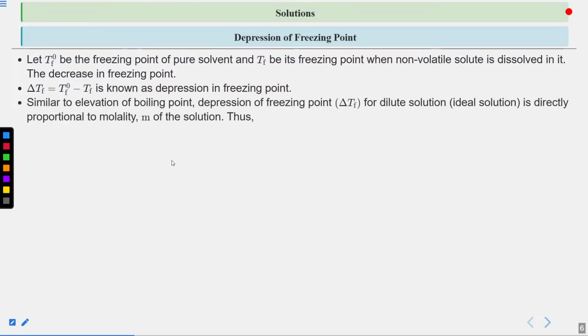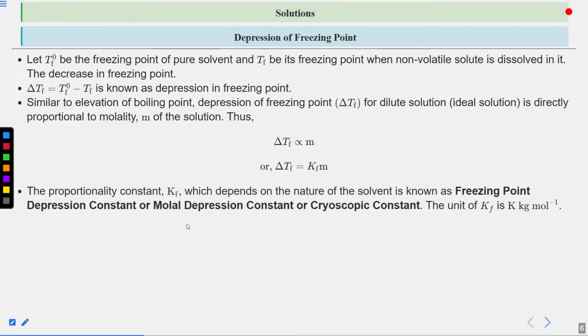Now, similar to the elevation in boiling point, the depression in freezing point is directly proportional to molality, which is small m. Hence, we can write delta Tf is directly proportional to small m, or removing this sign will give you Kf. This is called the molal depression constant, Kf, or cryoscopic constant or freezing point depression constant. Its unit is again the same as Kb, which is Kelvin kg per mole.